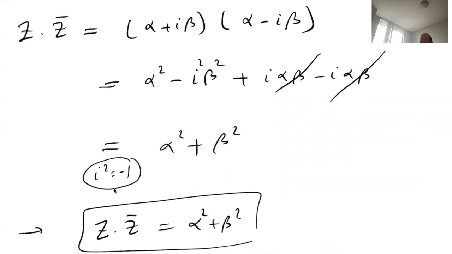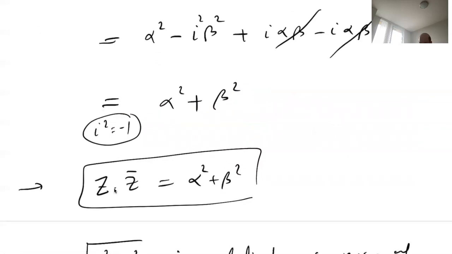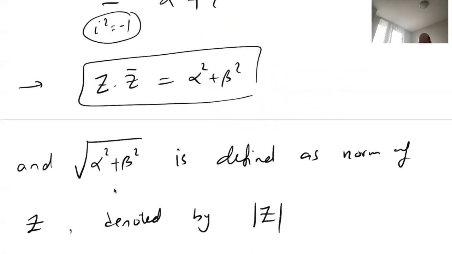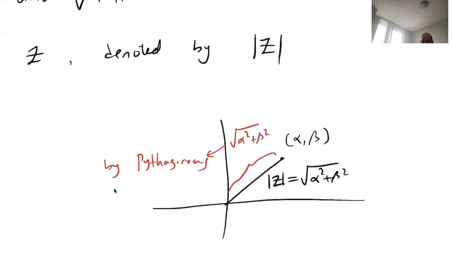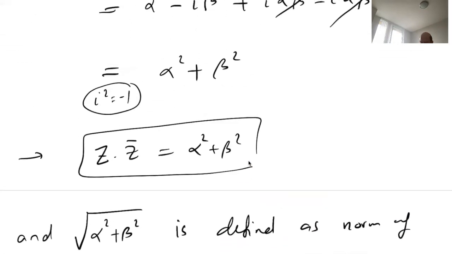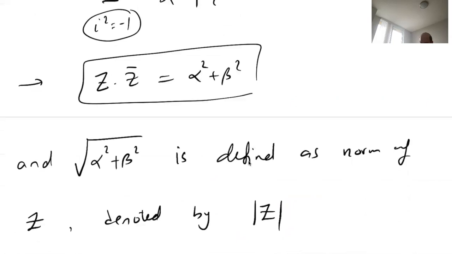So we showed that Z times Z bar is alpha squared plus beta squared. And root alpha squared plus beta squared is defined as norm z, which is, by Pythagoras, this length here. This length here is root alpha squared plus beta squared, divided by norm z. Therefore z times z bar will be norm z squared, because root alpha squared plus beta squared is norm z. So alpha squared plus beta squared will be norm z squared.